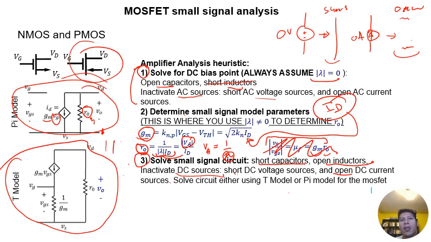Okay, so this might sound very complicated to you, but now we're going to start going over a number of examples, and hopefully by the end of this lecture, you kind of get what I mean by opening and shorting capacitors and inductors, and what I mean by analyzing your DC bias points and solving the small signal circuit model.